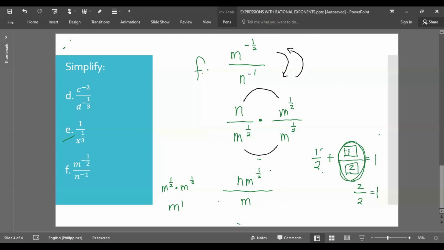No, because if you're going to do that, it will result to this expression. So, babalik na naman kayo. So, yes, this is now the simplest form.